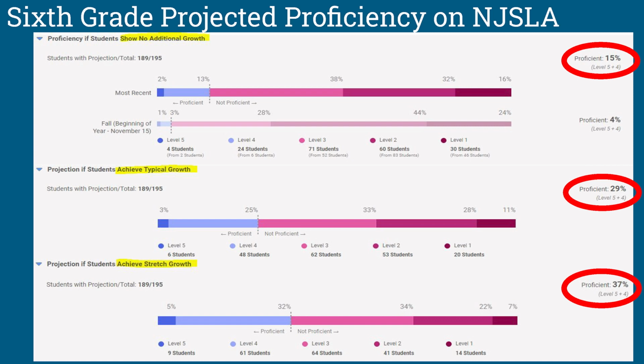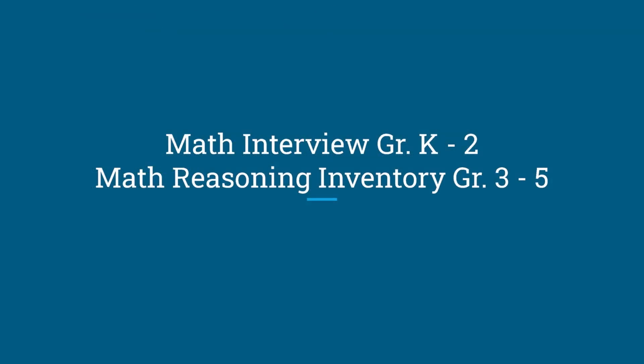6th grade, 15% would meet proficiency if we showed no more growth. Only 29% will show proficiency for typical growth, and stretch growth, 37% of them would be proficient on the state test.